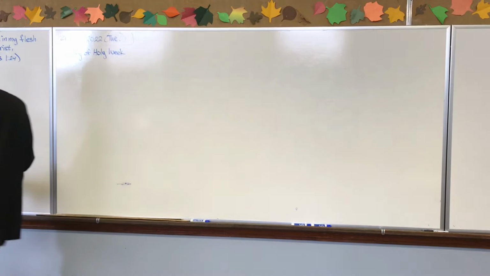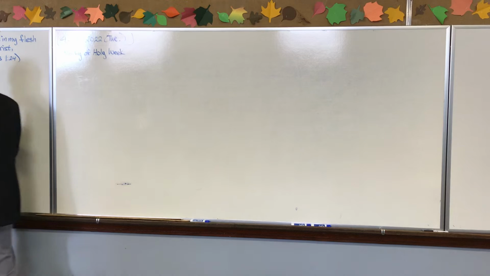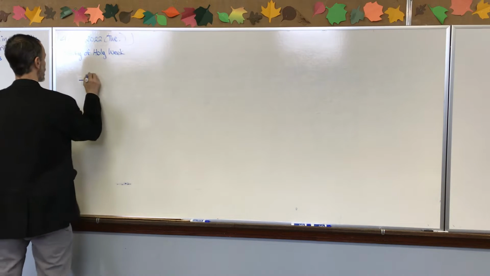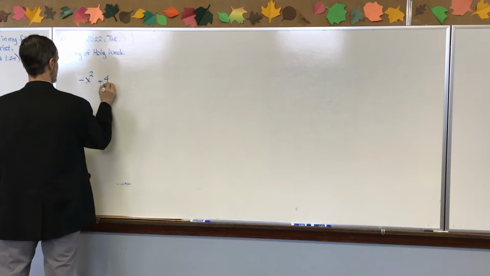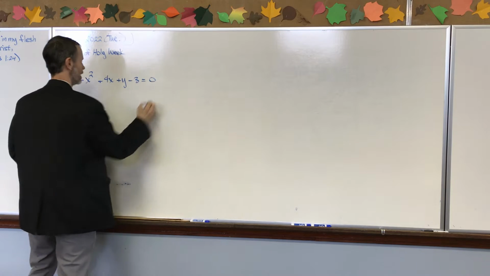Eccentricity is the tendency not to follow a predictable path, or a nice path, if you will. Let me see if I can get you an example. Got it. Try this: negative x squared plus 4x plus y minus 3 equals 0.